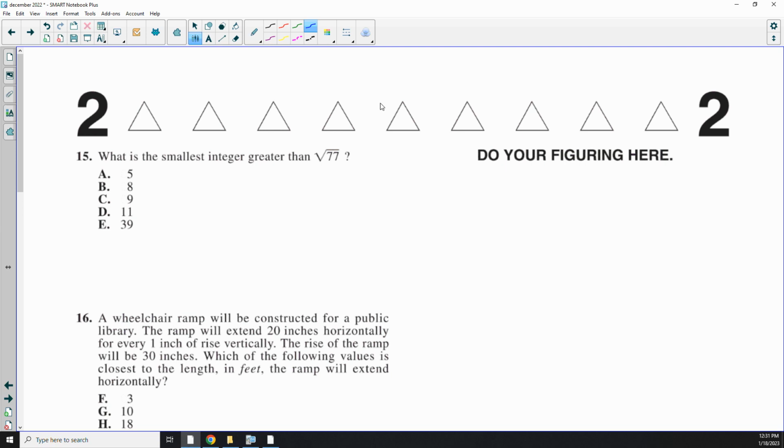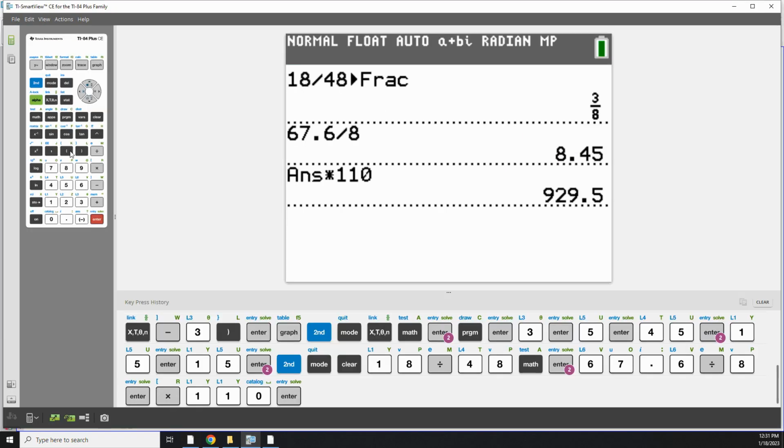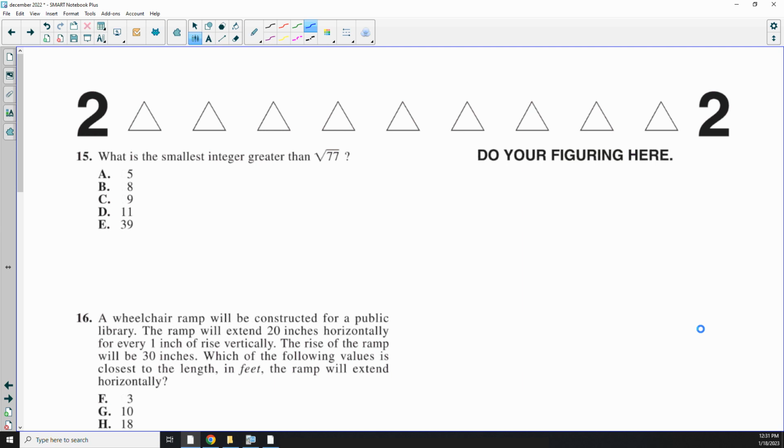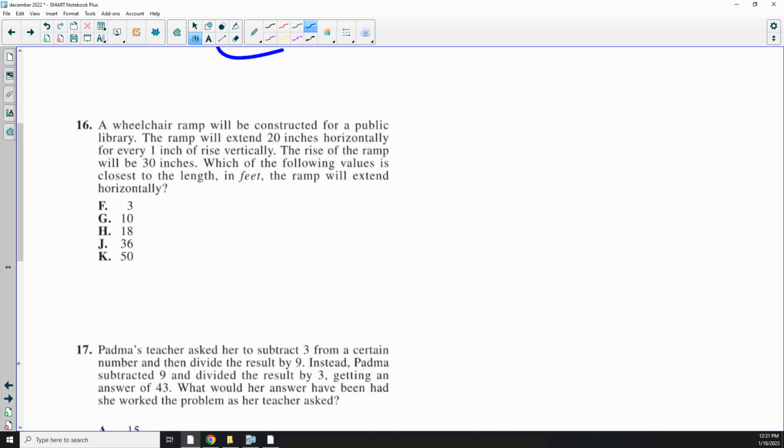What's the square root of 77? So the square root of 77 is 8.77, and we want to be bigger than that, so the answer is 9.